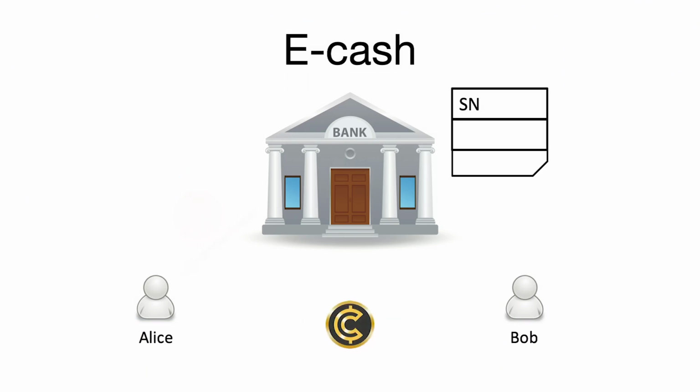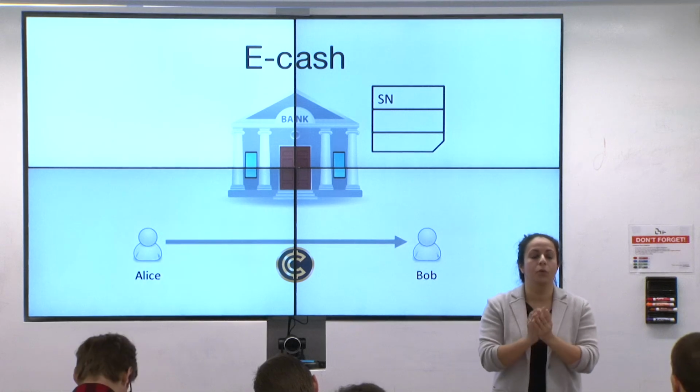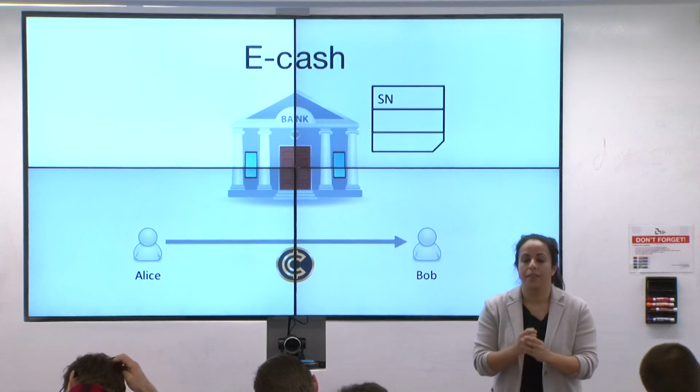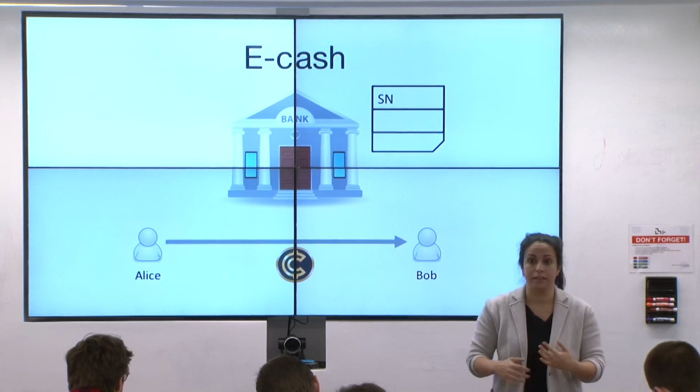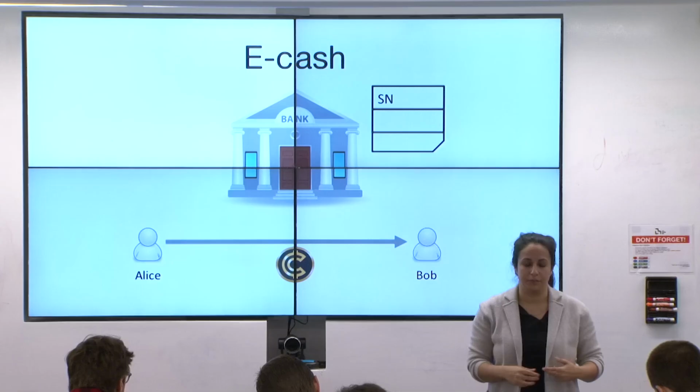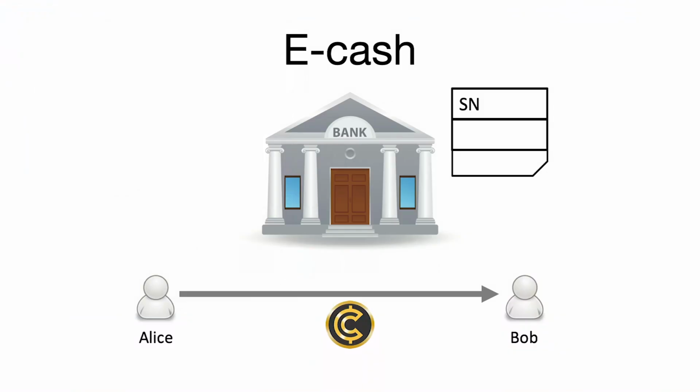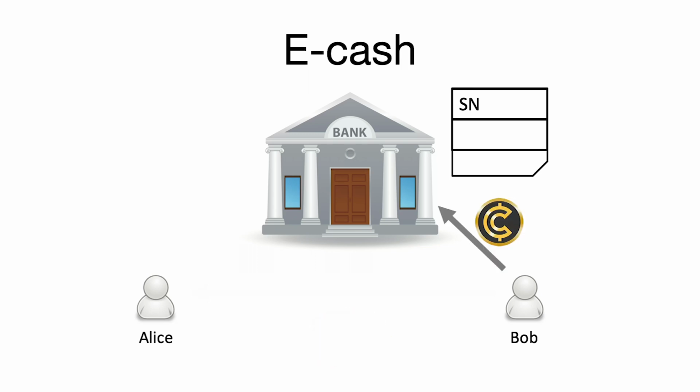Once Alice has this coin, she can give it to Bob. And Bob can take a look at this coin, and hopefully there's enough going on with it that Bob can be convinced that this is a real coin. Alice didn't make it up out of nowhere. She actually had the funds, so to speak, to give to Bob, and it hasn't been double spent. And once Bob is convinced of that, he can give Alice the sandwich.